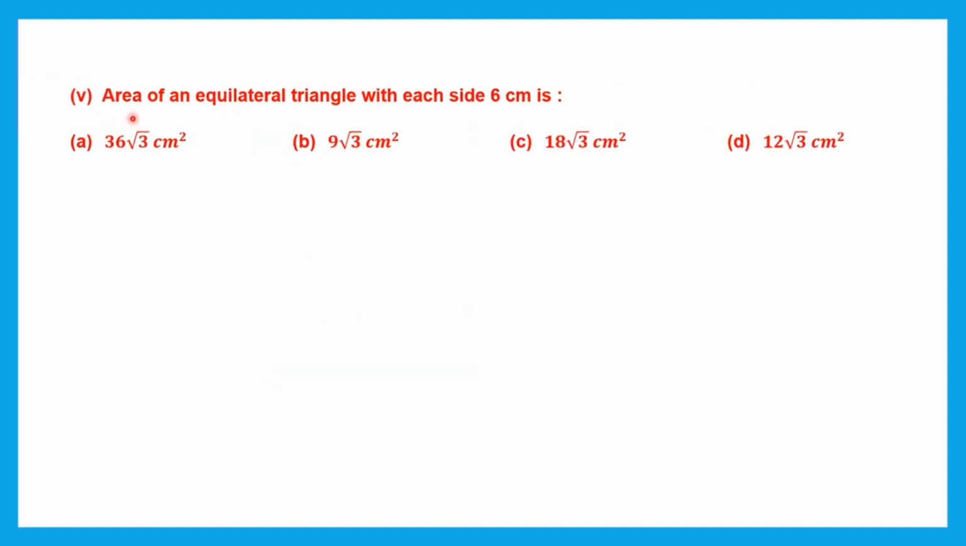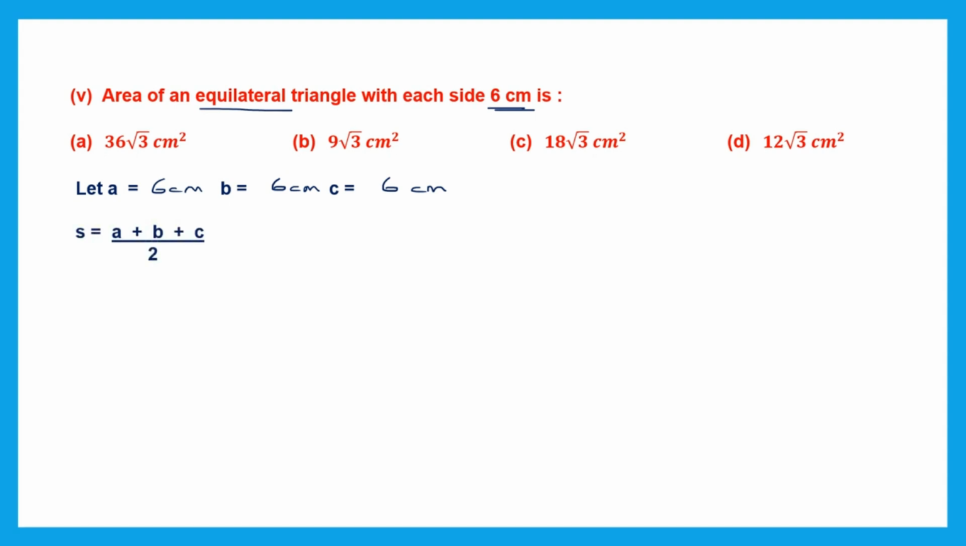Question 5. Area of an equilateral triangle. Equilateral triangle is a triangle with all sides equal. So each side is 6 centimeters. So since we know all sides of this triangle, here also we can use Heron's formula. So there are 3 sides. So we're going to consider A to be 6 centimeters, B is 6 centimeters, and C is also 6 centimeters. And what is the reason? Because they are an equilateral triangle and all sides are equal.